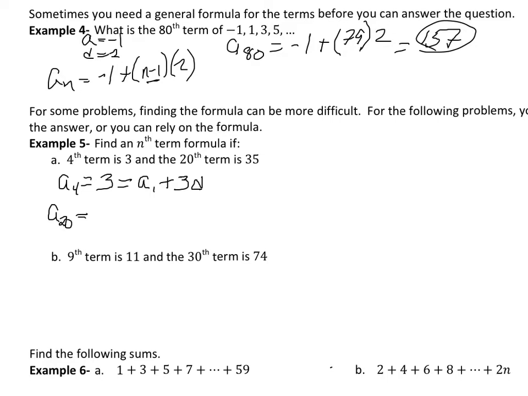Okay, so we know our 20th term is 35. And again, that's equal to a sub 1, which we don't know, plus n minus 1. And what's n in this case? 20. Okay, so 20 minus 1 is 19 times our common difference. Now, what have I got right here? I got a nice little system of equations. So we can solve this. Okay. So now, but we're not going to go all matrix on you.